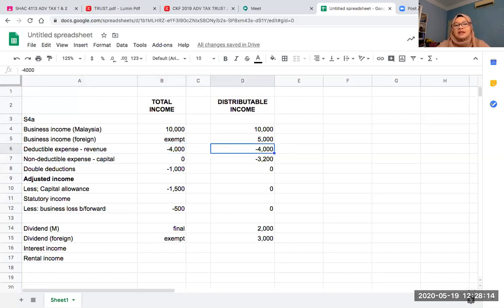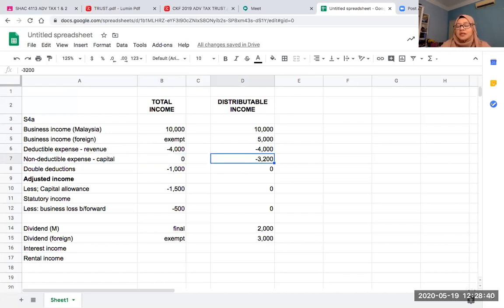Similarly, because the expense that you paid is 4,000, you can also claim that under distributable income. But for non-deductible expense, for example, you make a renovation, or you may have purchased a fixed asset, the cost of that fixed asset is non-deductible. Why? Because that is a capital expenditure. So you cannot claim any capital expenditure in arriving at your adjusted income.